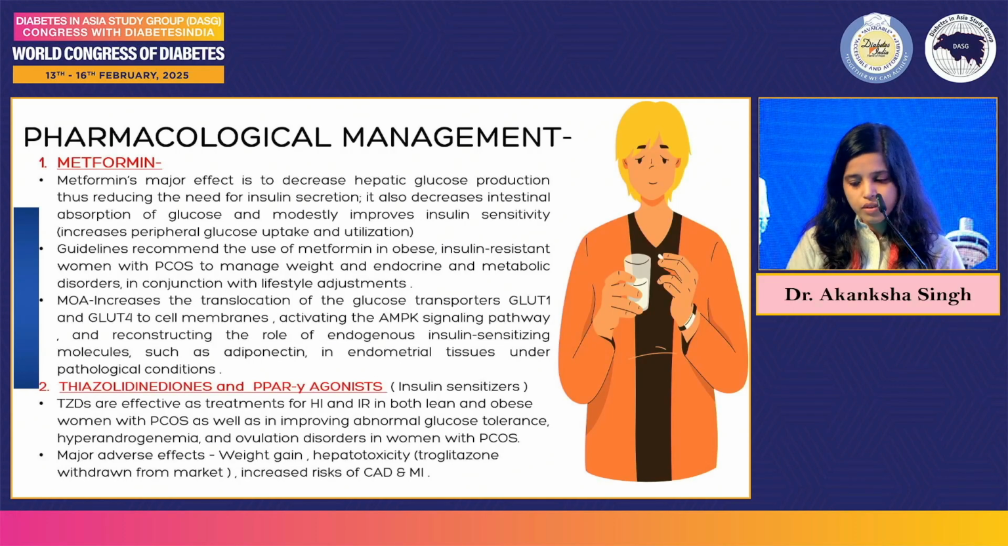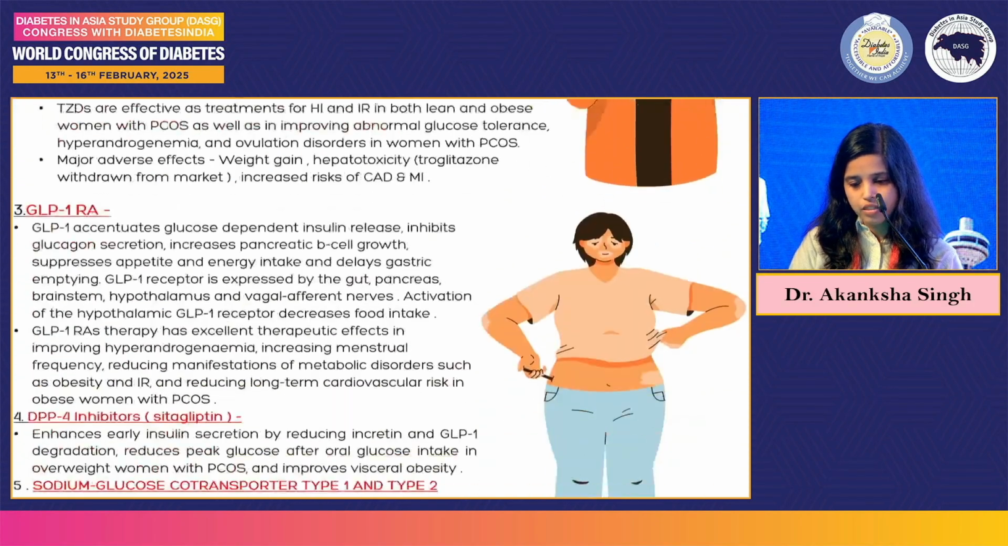Other true insulin sensitizers that are present with us are PPAR gamma agonists. They are used for hyperinsulinemia and insulin resistance in both lean and obese patients with PCOS. It also helps in improving abnormal glucose tolerance, hyperandrogenemia, ovulation disorders in women with PCOS. Major adverse effects seen are weight gain, hepatotoxicity, increased risk of coronary artery disease, and myocardial infarction.